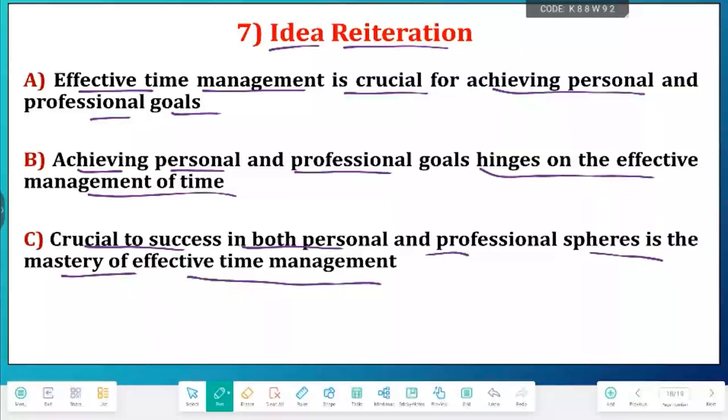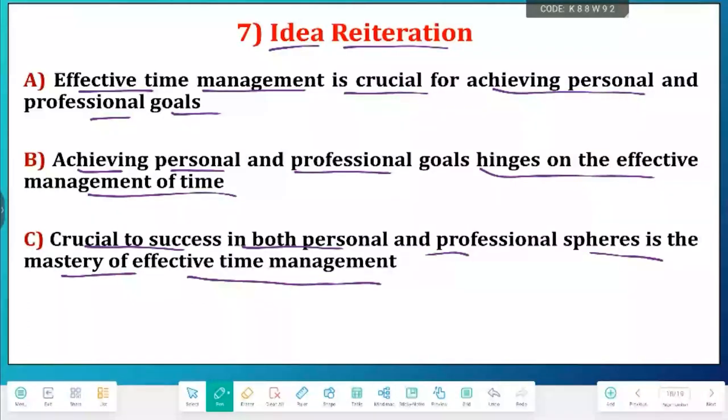Okay, look at the three statements again. Closely observe all the three statements. Statement A kya keh raha hai? Ki effective time management bahut zaruri hai. Kiske liye zaruri hai? For achieving personal as well as professional goals. Matlab professional goal ho ya personal koi goal ho, uske liye effective time management ka bahut zaruri hota hai. Effective time management. Chalo maan liya.